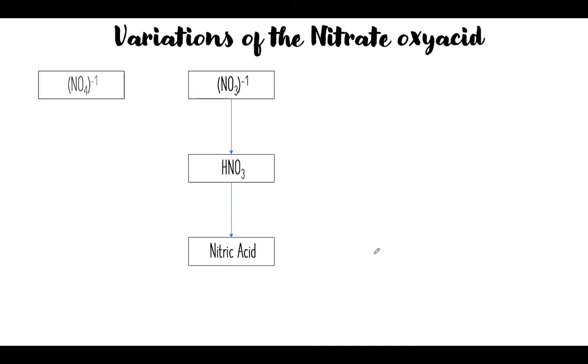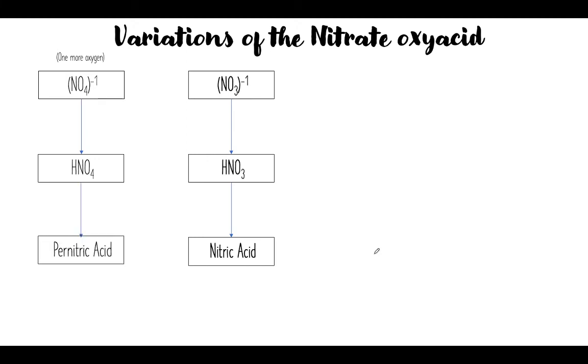Let's look at a scenario where there's one more oxygen. So NO4 with a charge of 1 minus. When it forms an acid, it forms HNO4. Notice again that the charge does not change. The only thing that changes is the number of oxygens. And the name of this is pernitric acid.